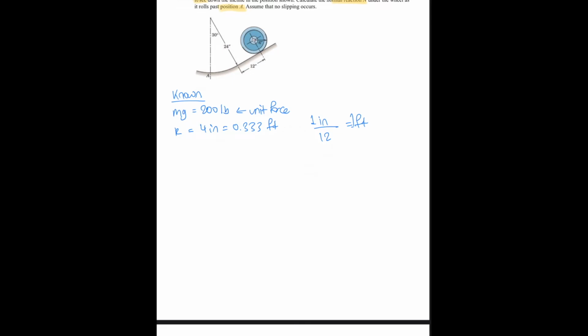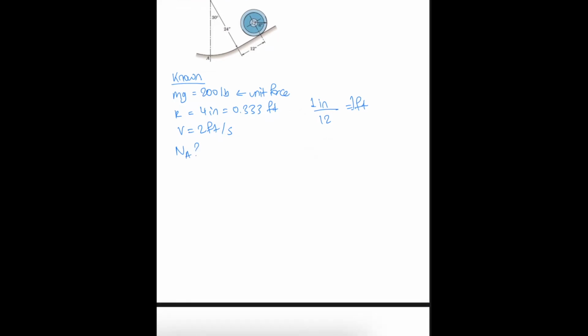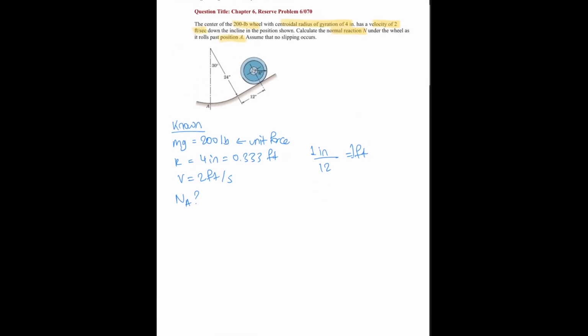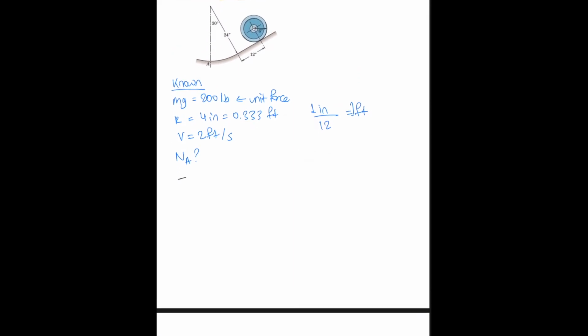Yeah, and then we've also got our velocity, which is 2 feet per second, and we want to find the normal force A. Now, as usual with these kind of problems, we need to start off with a free body diagram.